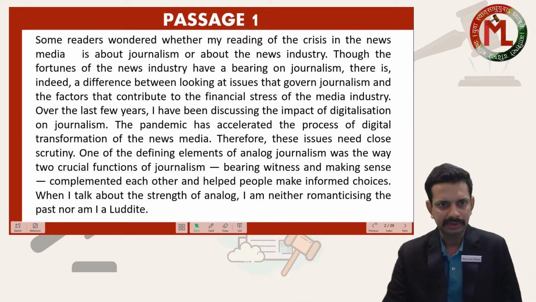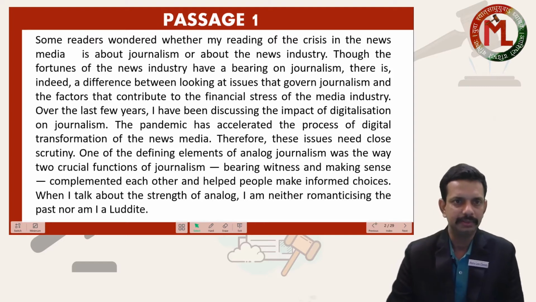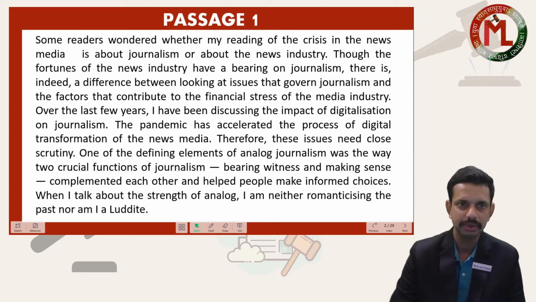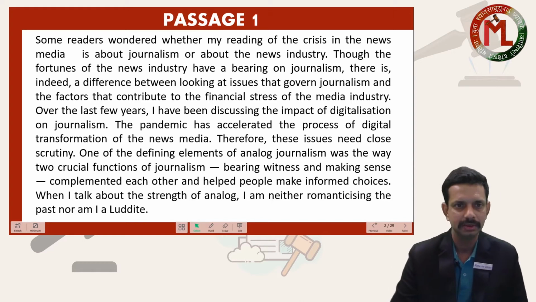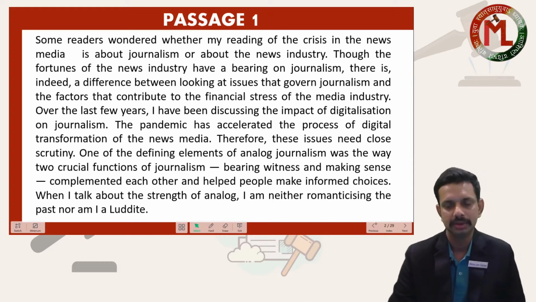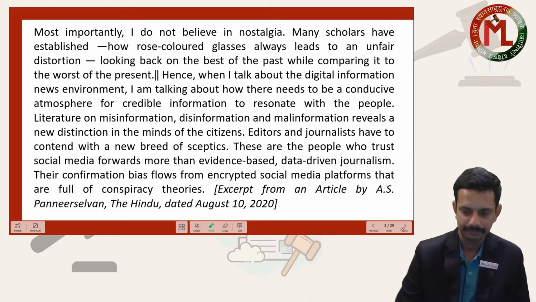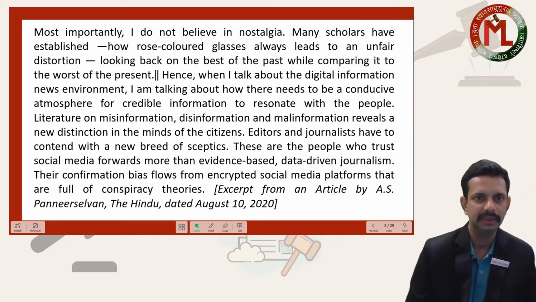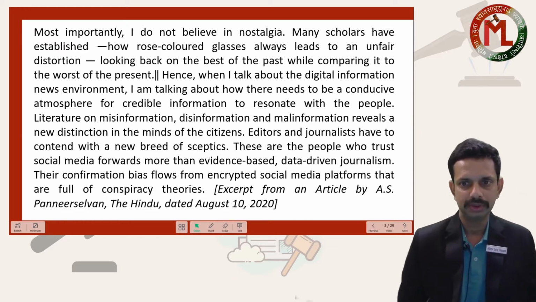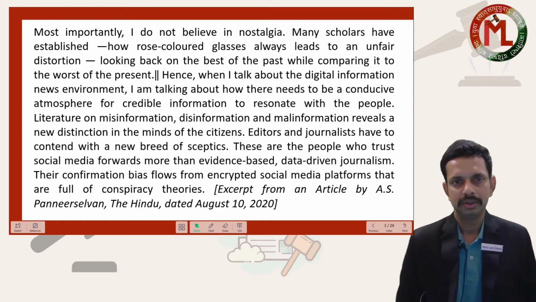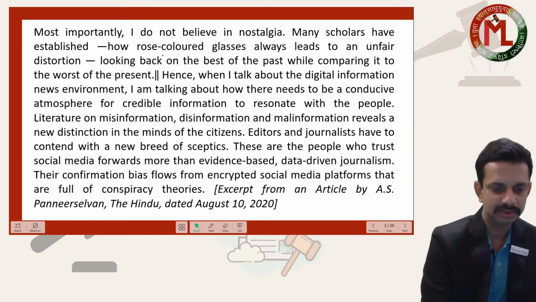Now, let us start reading the passage. Some readers wondered whether my reading of the crisis and the news media is about journalism or about the news industry. Now, if we go through the complete passage, we'll find that the author is saying, just take a look at this word. In one of the questions, the phrase rose-colored glasses is used.